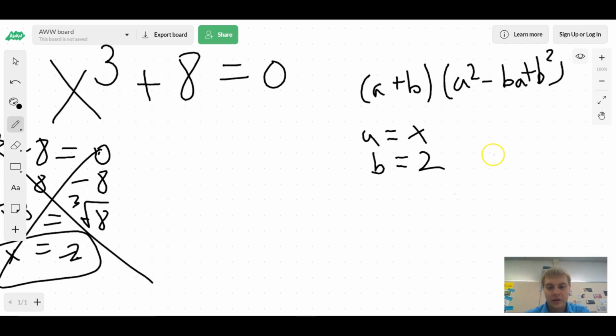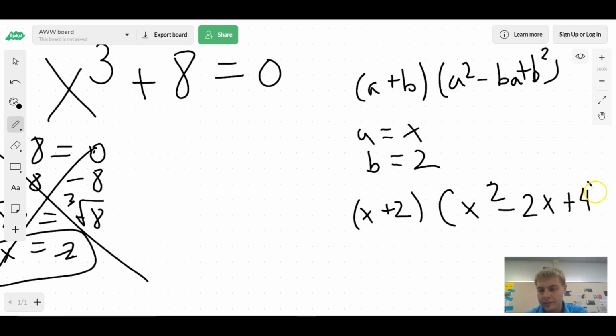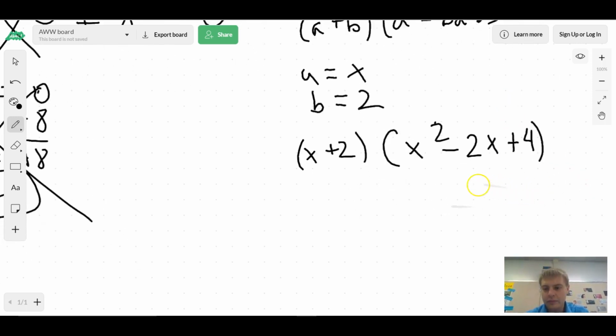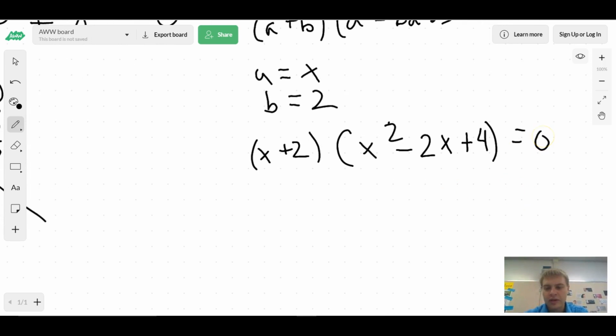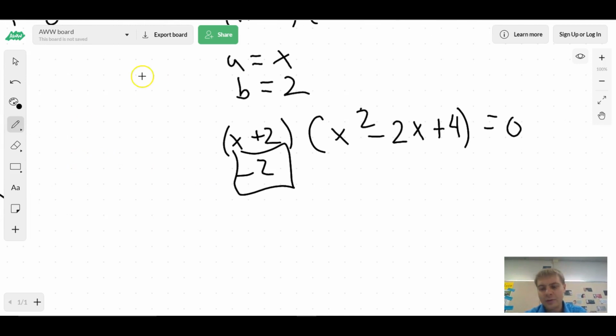So this over here now would be x plus 2 and x squared minus 2x plus 4. Now this part, since this thing is equal to 0, we can solve really easily. We can just subtract 2 from both sides and get that as an answer, which we already got over here. This one takes a little bit more work. We're going to need to use the quadratic formula on that one.